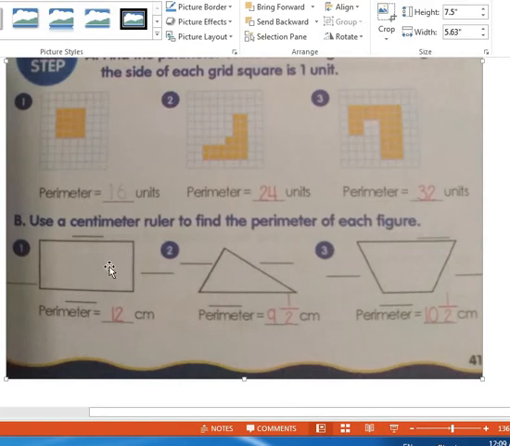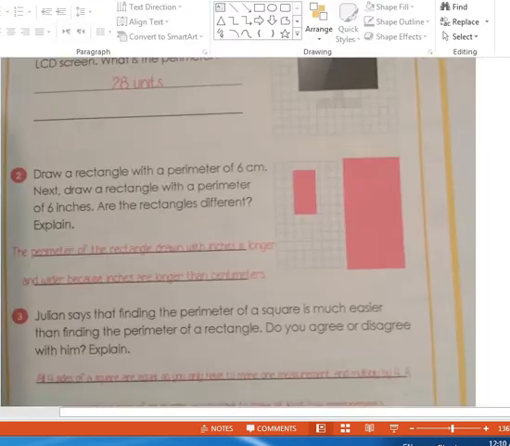Here he asks me to use a centimeter ruler. He asks me to bring your ruler and measure this side with the centimeter ruler and give me the answer of this one. Measure this and know the answer, then what? Then make the summation of all sides. Here the answer will be 12 in your book. I know that you don't have your book. Okay, next one, next slide.